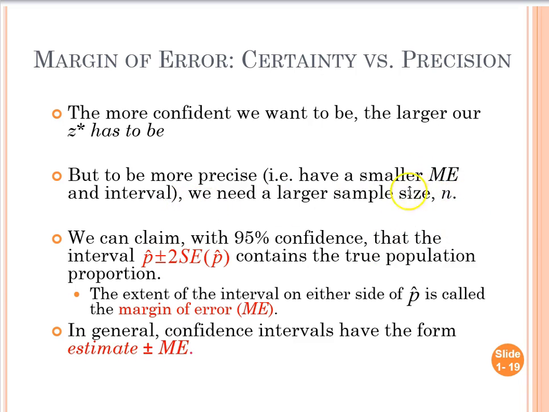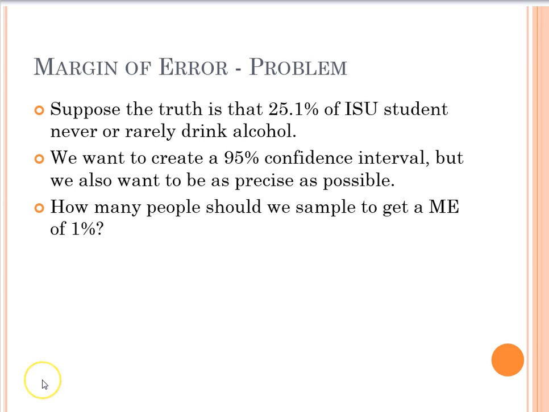And so we can determine that sample size a priori, that is, beforehand, if we know what we want our margin of error to be. Suppose that we know that the true proportion of ISU students who never drink alcohol is actually 25.1%. We want to create a 95% confidence interval for a sample, and we want our margin of error to be exactly 1%, so that we reach up and down exactly 1%.